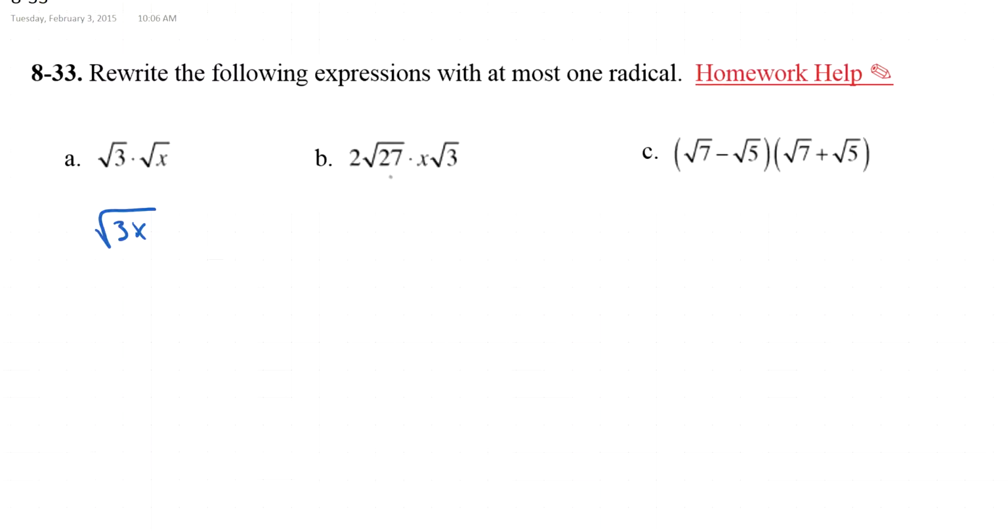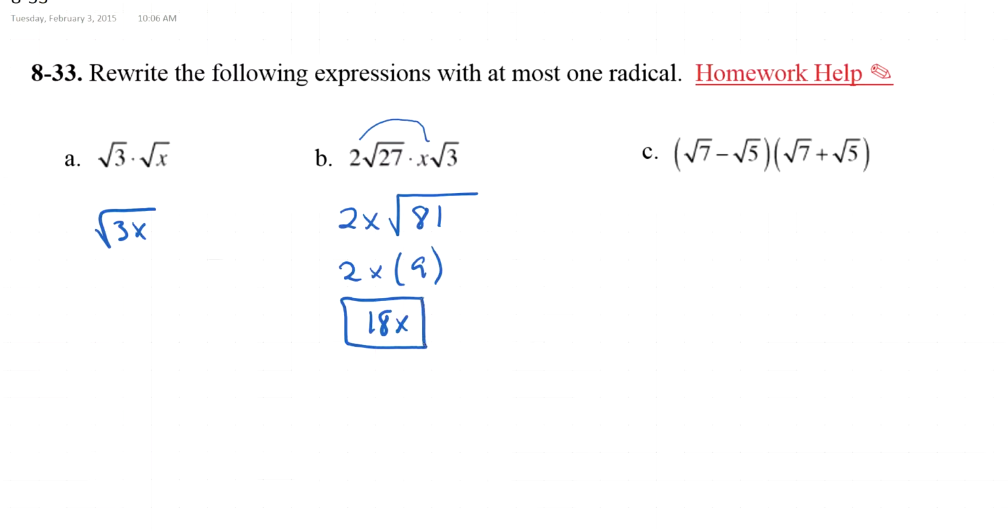In B, I'm multiplying two radicals and I have some numbers outside. What I always like to say is you can multiply the things that are the same. So we can take 2 times x, that gives us 2x. We can take 3 times 27, and when you take 3 times 27 you get 81. So then once you get the square root of 81, everybody knows that's a perfect square. So now we get 2x times 9. And then 9 times 2 is 18x, and that is simplified.